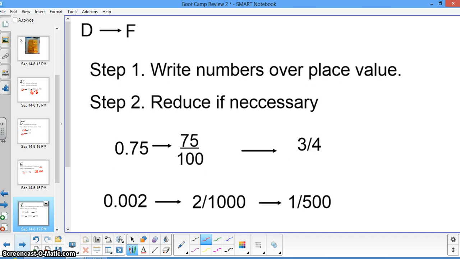Going from a decimal to a fraction, write numbers over place values and then reduce when necessary. So we've already looked at this. The last number is the 5 in the hundredths place. So it's 75 over 100, and that can be reduced to 3/4. Looking at decimal 0.002, tenths place, hundredths place, thousandths place. So it's 2 over 1,000, which can be reduced to 1 over 500. Again, when you're converting decimals to fractions, you're looking to see where that very last number falls, and then you place it over that value.